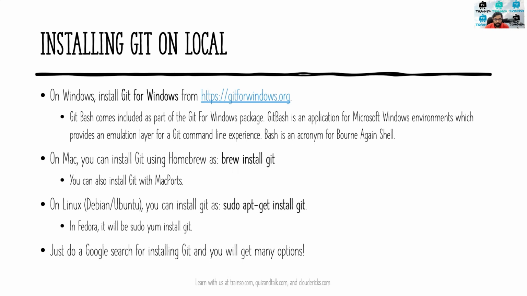On Mac, you can install Git using Homebrew as brew install git. You can also install Git with MacPorts. On Linux, Debian or Ubuntu, you can install Git as sudo apt-get install git. In Fedora, it will be sudo yum install git. And if you are not able to do it, just do a Google search, and then you should definitely get help. So this is one of the easiest things that you can do.